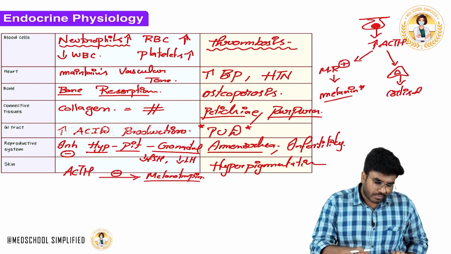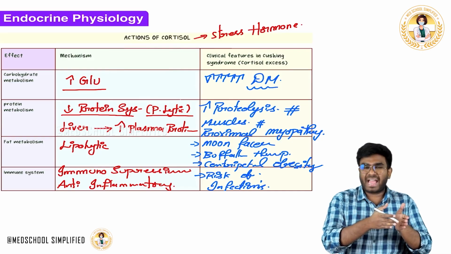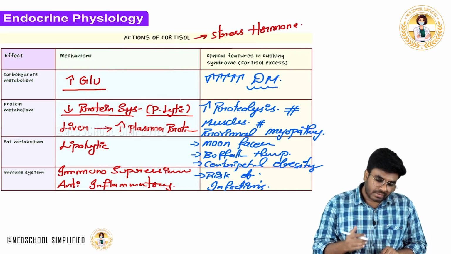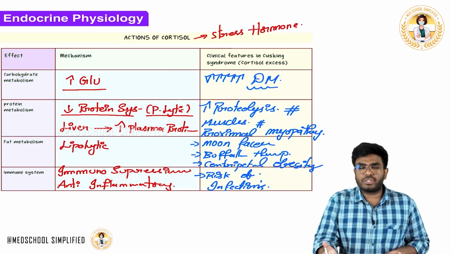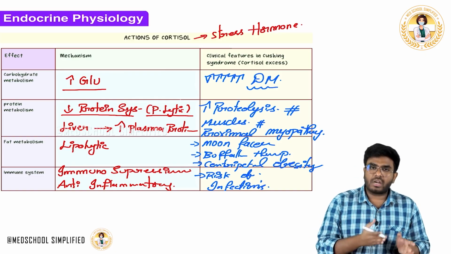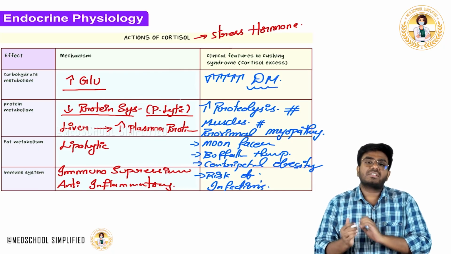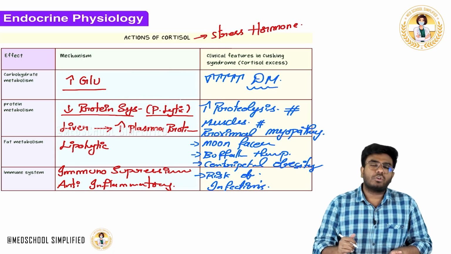So in this video, we have discussed the important actions of cortisol in the body, as well as what happens if there is excess cortisol, that is Cushing syndrome. So both the normal functions of cortisol on one side, and on the other side the clinical features which are seen in Cushing syndrome.